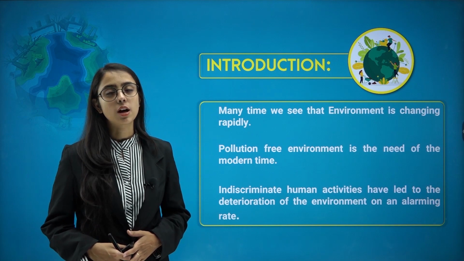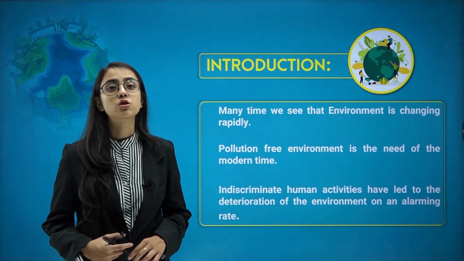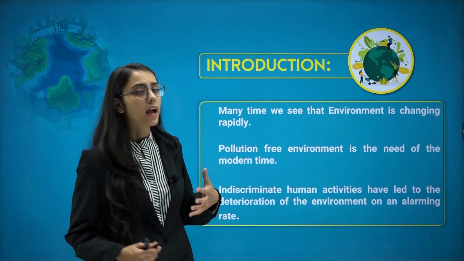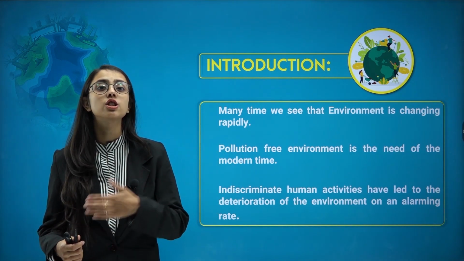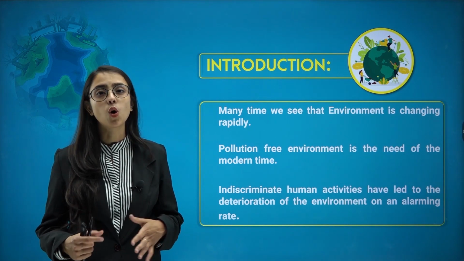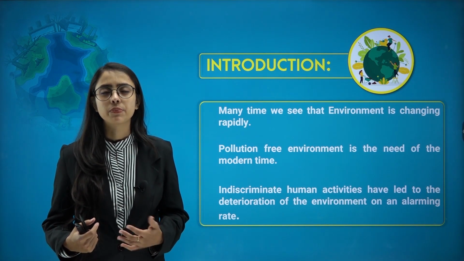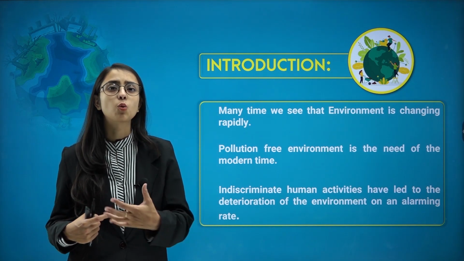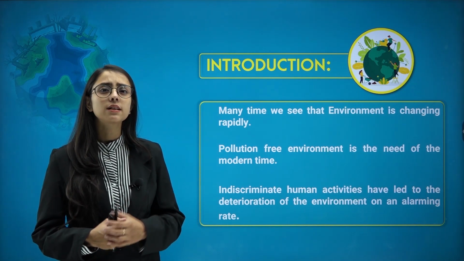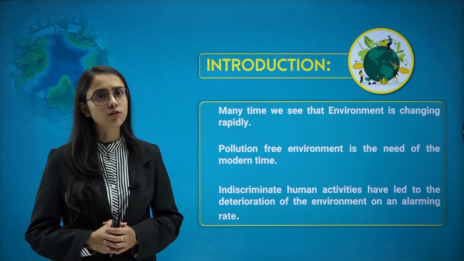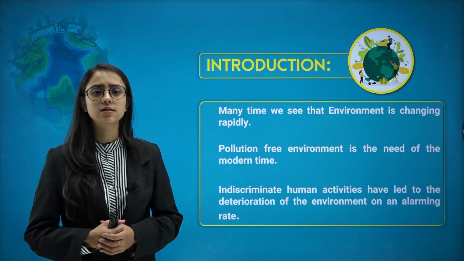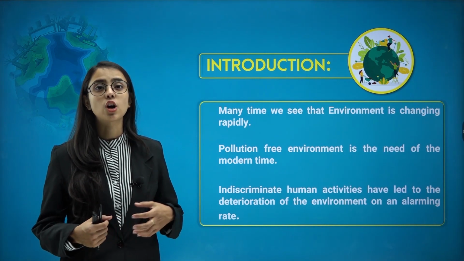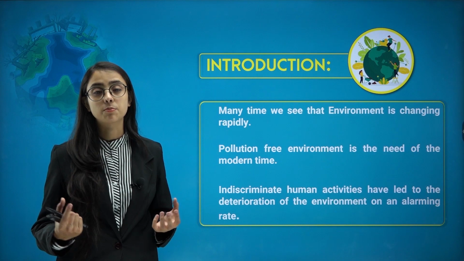Now to begin with this chapter, I have already asked you a question, how will you describe environment? Many times we see that the environment is changing rapidly. We always use the term that, oh, our environment is changing rapidly. Most of the time we talk about trees, natural vegetation, wildlife, etc. But do you think these are the only things that are part of our environment, or there are other things as well? Environment consists of both kinds of elements, natural as well as artificial, man-made.